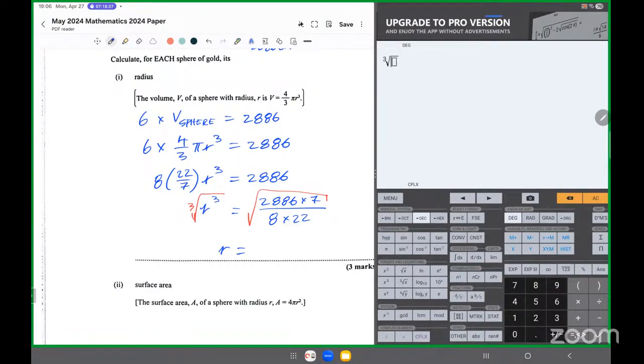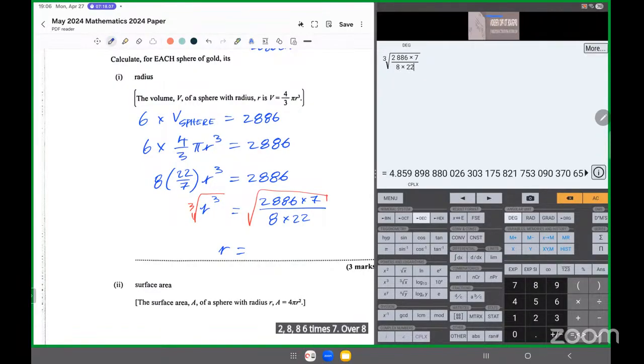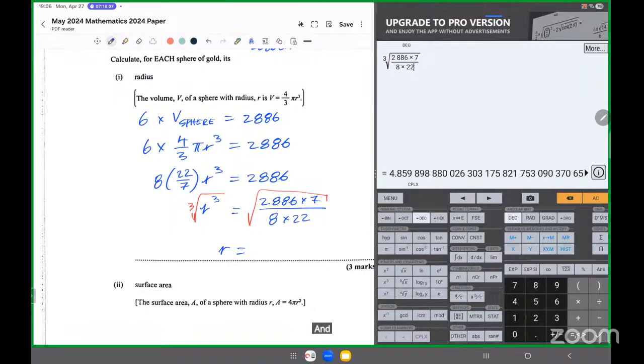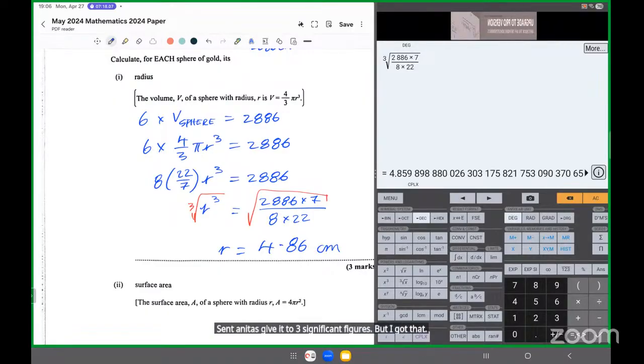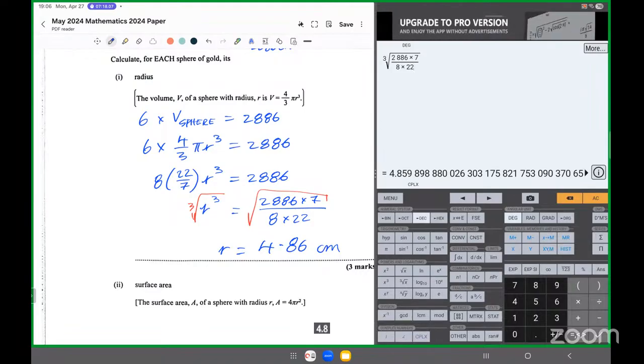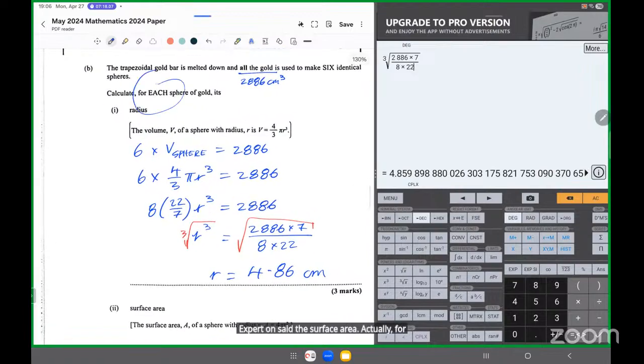Cube root of the fraction 2886 times 7 over 8 times 22. And that's 4 point... Did they tell us how accurate they want it? Let's put 4.86 centimeters, giving it to 3 significant figures. So I got 4.86.